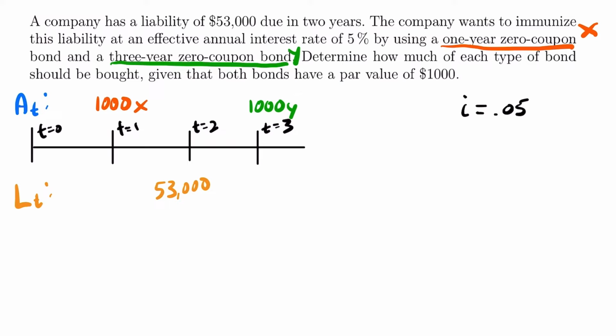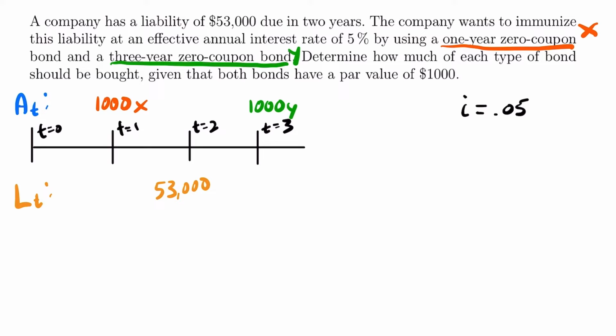And the way that I would go about this is to first check to see if full immunization is even possible. Because one of the conditions of full immunization is the fact that every liability needs to be preceded and followed by an asset. And if you look at our timeline here, we only have one liability, and it is preceded by an asset, and it's followed by an asset, right? We have a 1-year bond at time equals 1, and a 3-year bond at time equals 3, and the liability is at time equals 2. It is sandwiched between two assets. And so it is possible that this company could achieve full immunization, which is a stronger immunization strategy when compared to Redington immunization. So that's going to be our goal here.